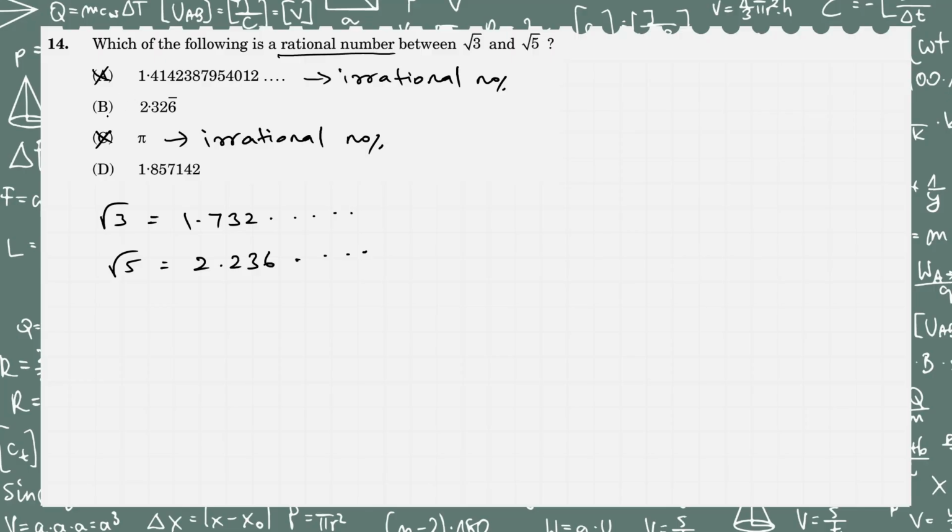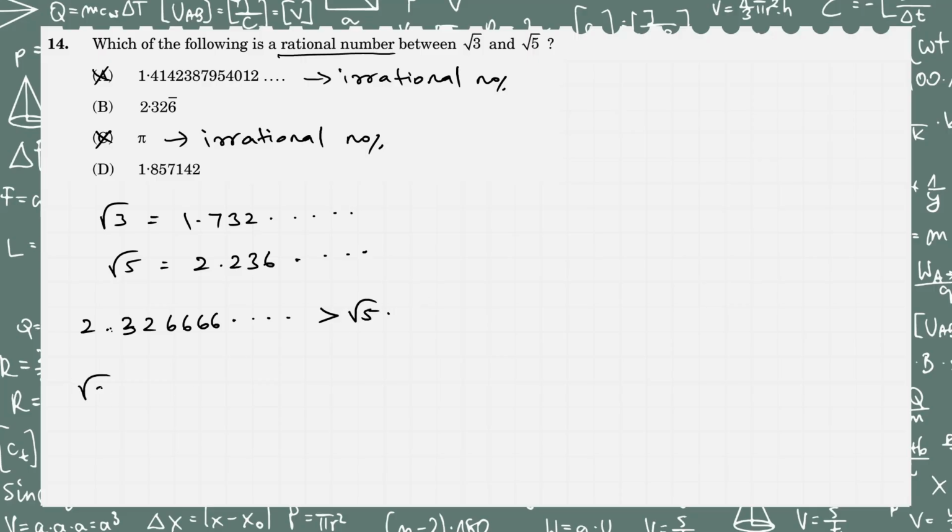If you see the number given in option B, even though it is a rational number, which is 2.326666 etc., this is greater than root 5, isn't it? 2.236 is smaller than 2.326, right? So this number is not lying between root 3 and root 5.